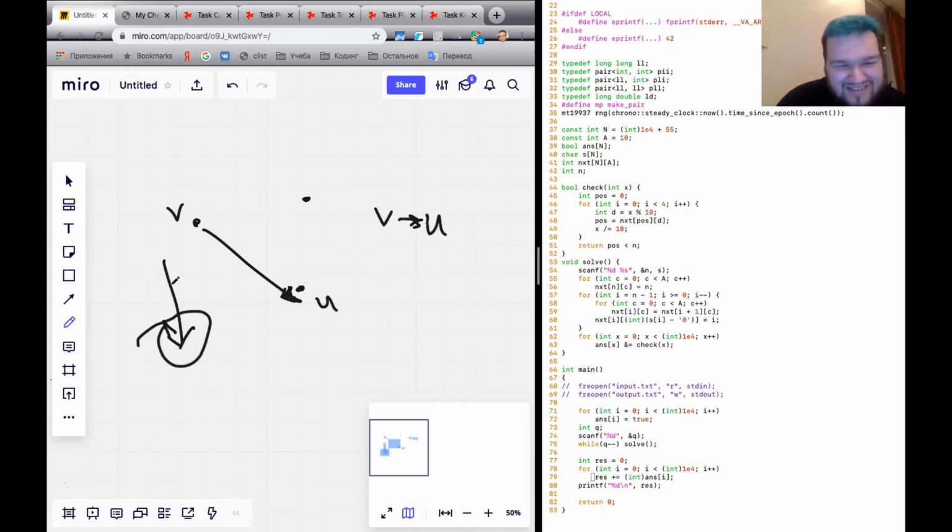Like there are some connected components that have edges from outside this component, and for some components there are no such edges. For every component that doesn't have such edges, we have to choose at least one vertex from this component, because otherwise we cannot reach this component. There is no way to get to this component from outside of it. So we have to choose at least one vertex. And one vertex is enough. If we have one vertex in a strongly connected component, then we can reach all other vertices in this strongly connected component, that's the definition.